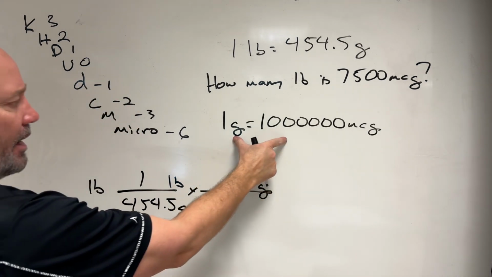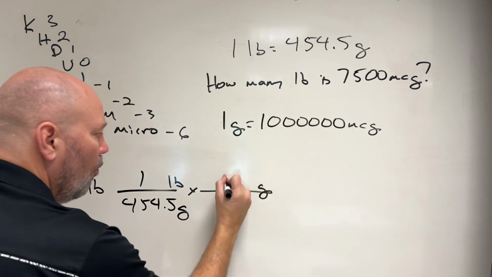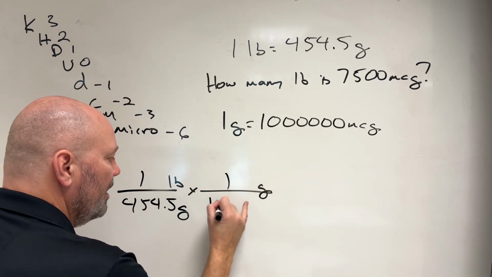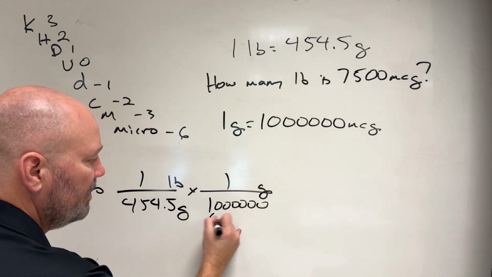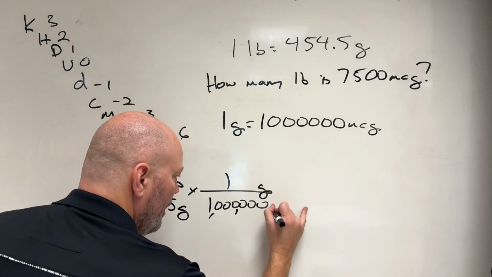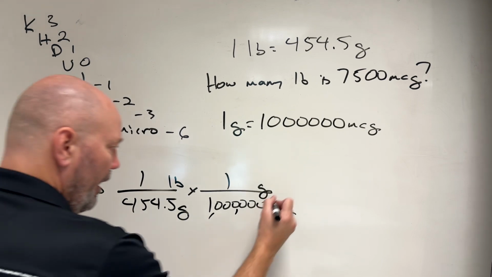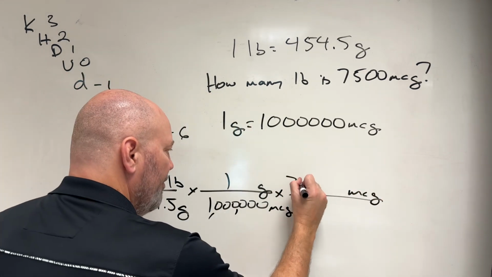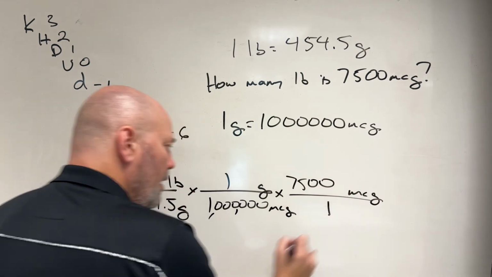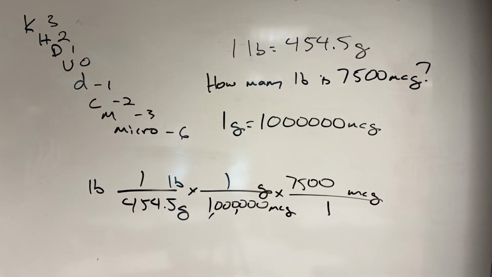And now we can plug in this conversion factor. 1 gram is a 1 with 6 zeros. 1, 2, 3, 4, 5, 6. So that's basically a million MCG. And then we take MCG here, and we have 7,500 MCG. Put it over 1 to make it a fraction, and now we're done.